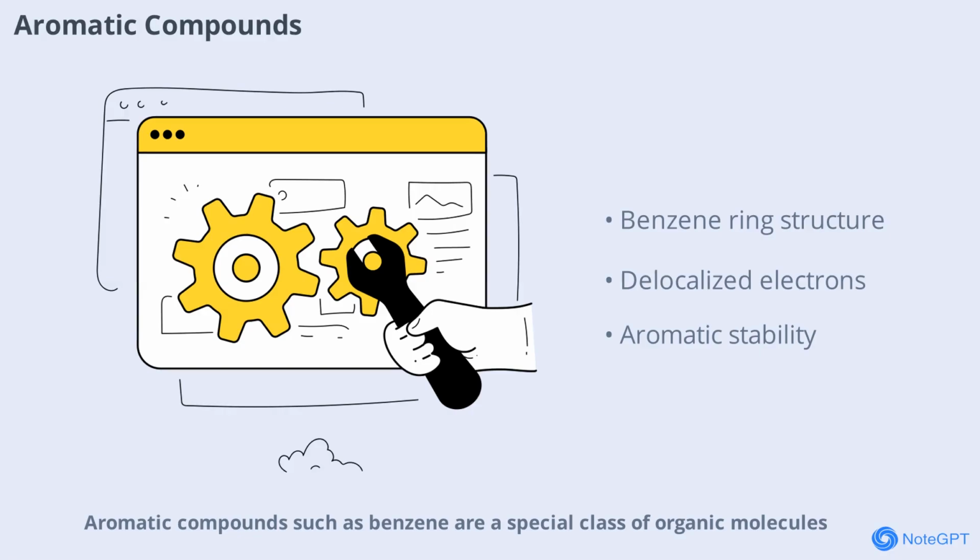Aromatic compounds such as benzene are a special class of organic molecules characterized by ring structures with delocalized electrons. Benzene, with its 6 carbon atoms arranged in a ring, is the most well-known aromatic compound. We'll discuss the concept of resonance and why aromatic compounds are unusually stable. Recognizing aromaticity is key for understanding many reactions in organic chemistry.